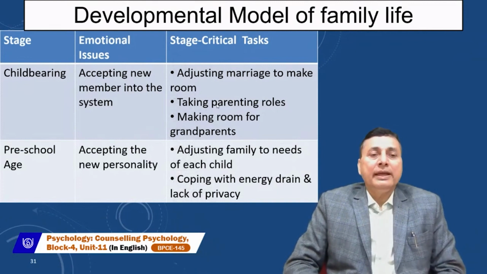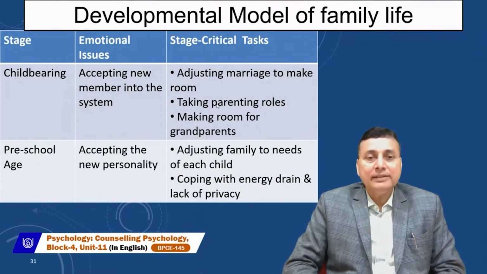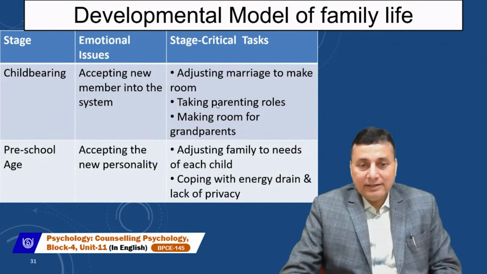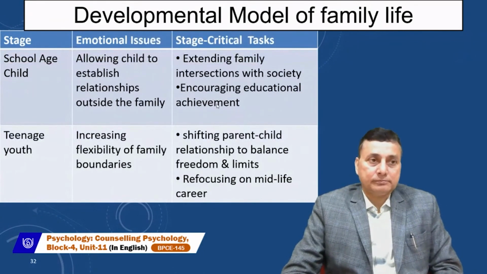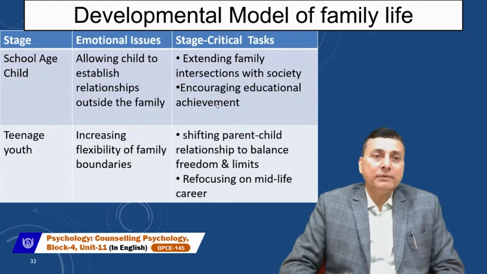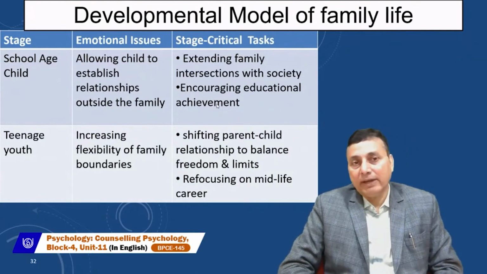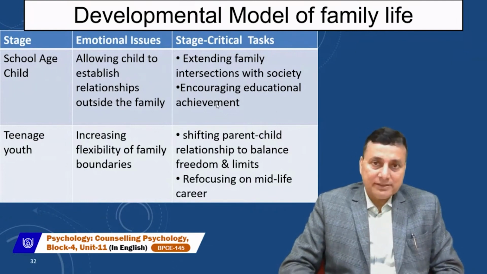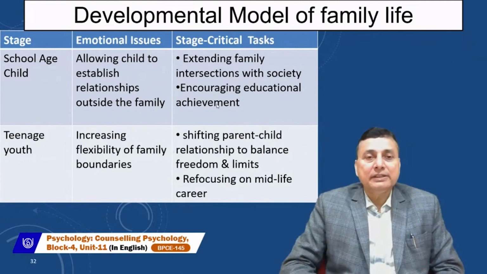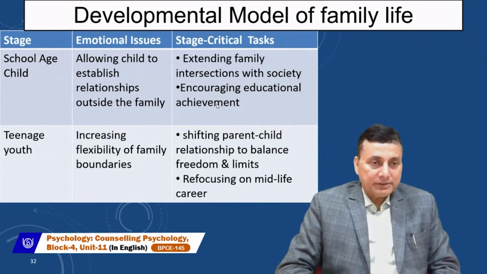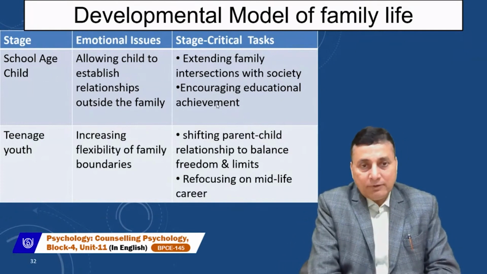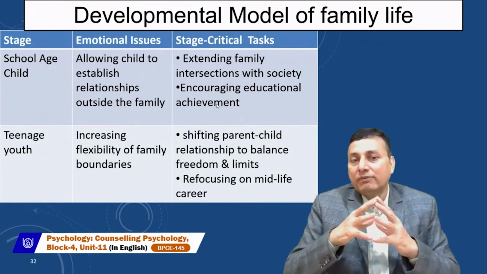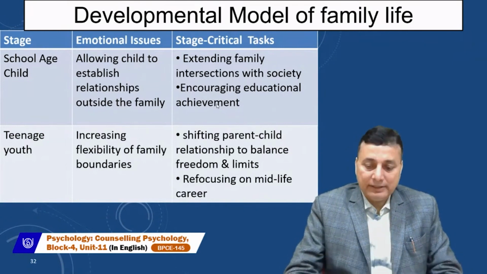Preschool family: accepting new personality, adjusting family to needs of each child, coping with energy drain and lack of privacy. School age child family: allowing child to establish relationship outside the family, and the critical tasks are extending family intersections with society, encouraging educational achievements. Teenage youths: increasing flexibility of family boundaries, and the tasks are shifting parent-child relationship to balance freedom and limits, and refocusing on midlife career.